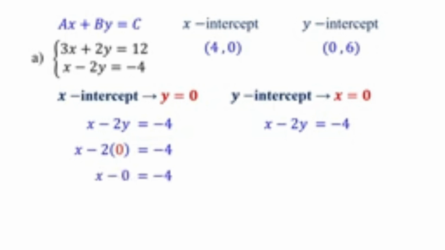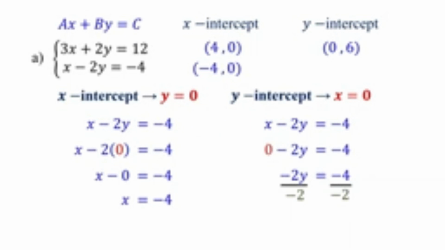2 times 0 equals 0, and we get x equals -4. So, the x-intercept of the second equation is -4, 0. Set x to 0 to find the y-intercept. Divide both sides by -2 to isolate y. -4 divided by -2 is 2, giving us the y-intercept 0, 2.